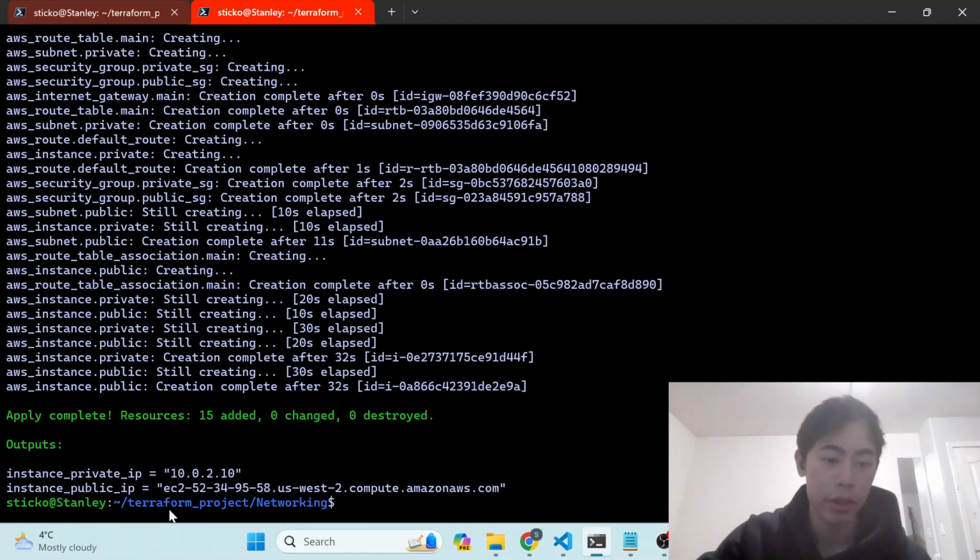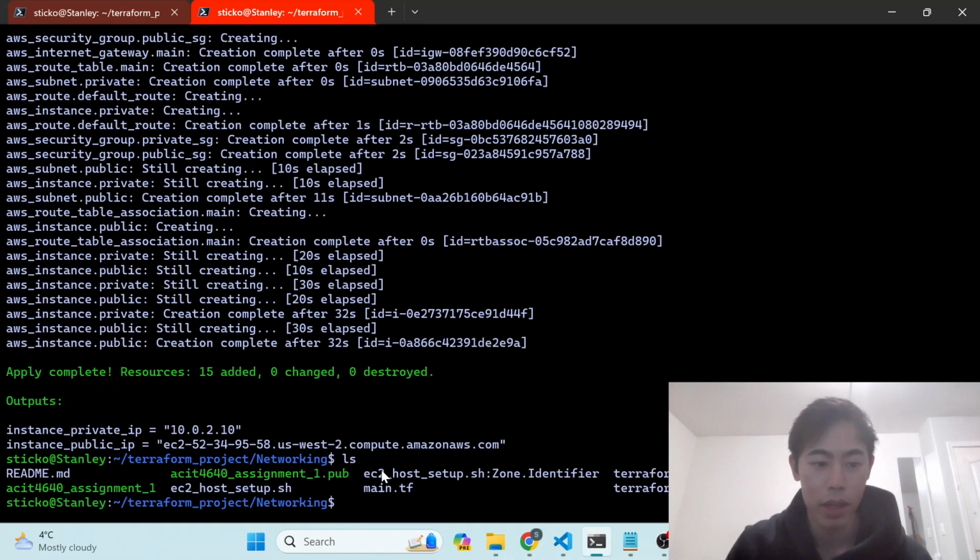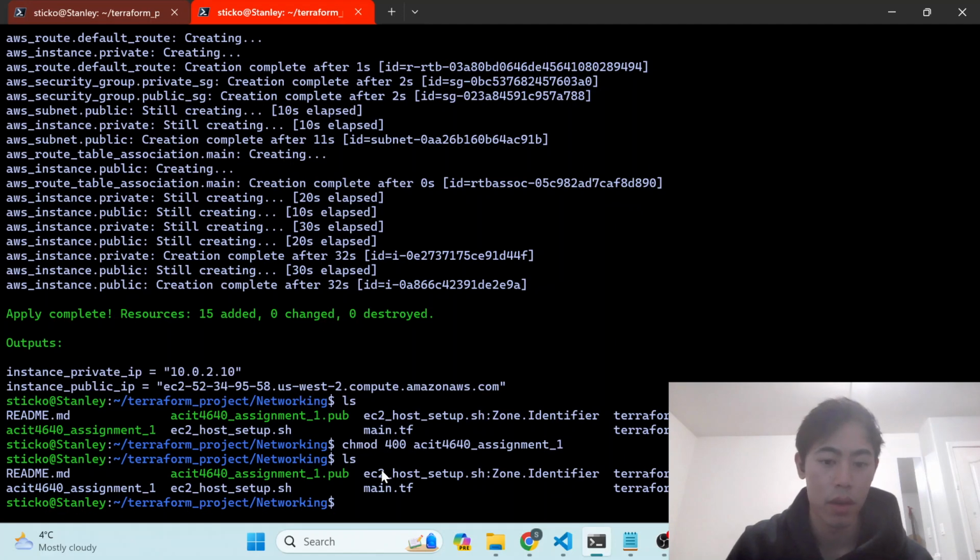And you can see the private and public IPs. So ls. So I chmod 400. 4 means read, 0 is for the root, and then everyone else gets 0. Then the private key, 4640 underscore 1 for private. Next I SSH.